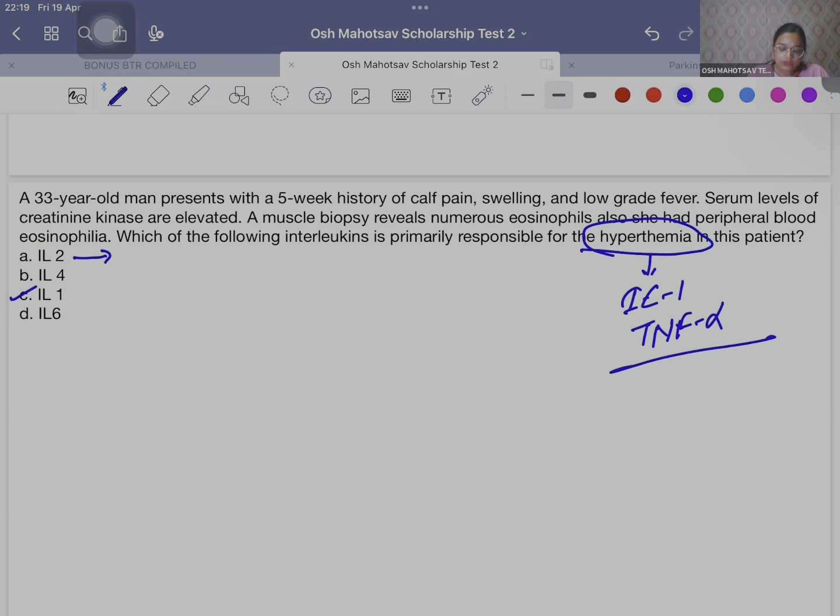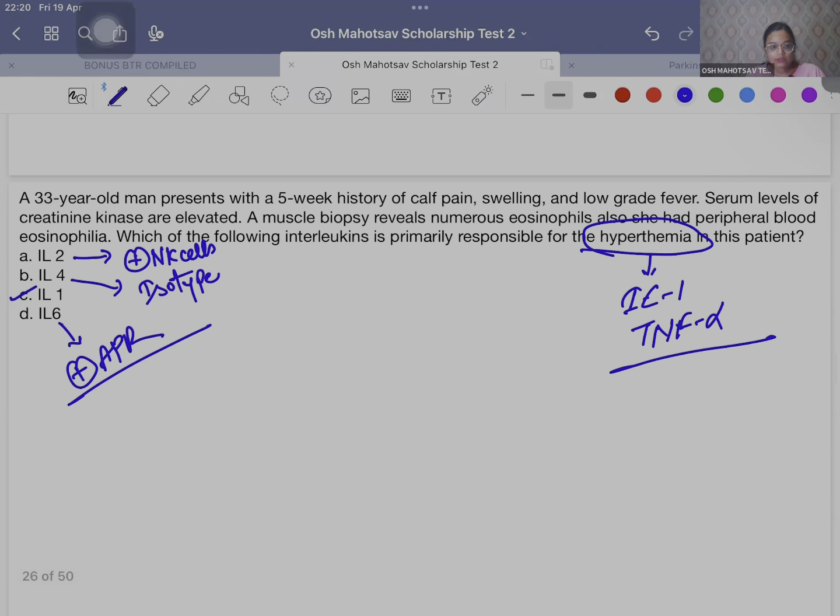If you know, interleukin 2 will stimulate NK cells, interleukin 4 is required for isotype switching of antibodies, and interleukin 6 will stimulate acute phase reactants. So this is our answer, interleukin 1.